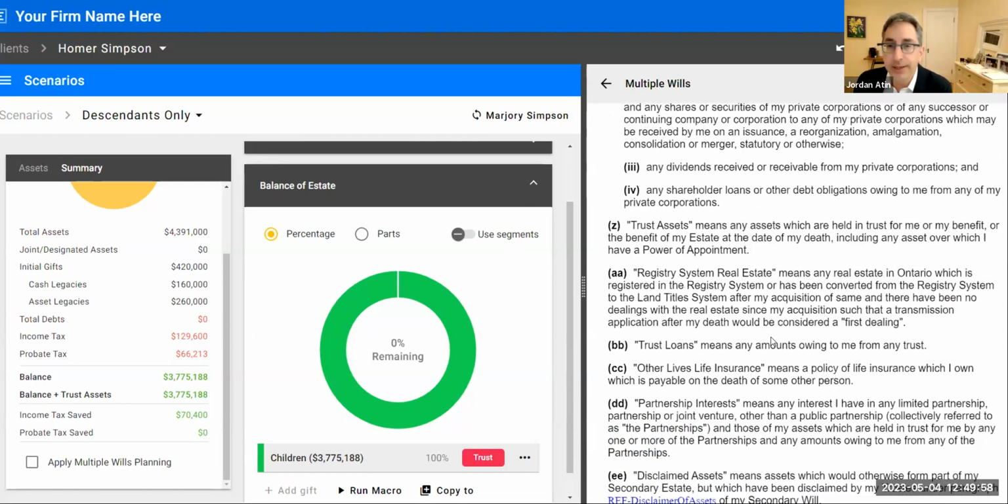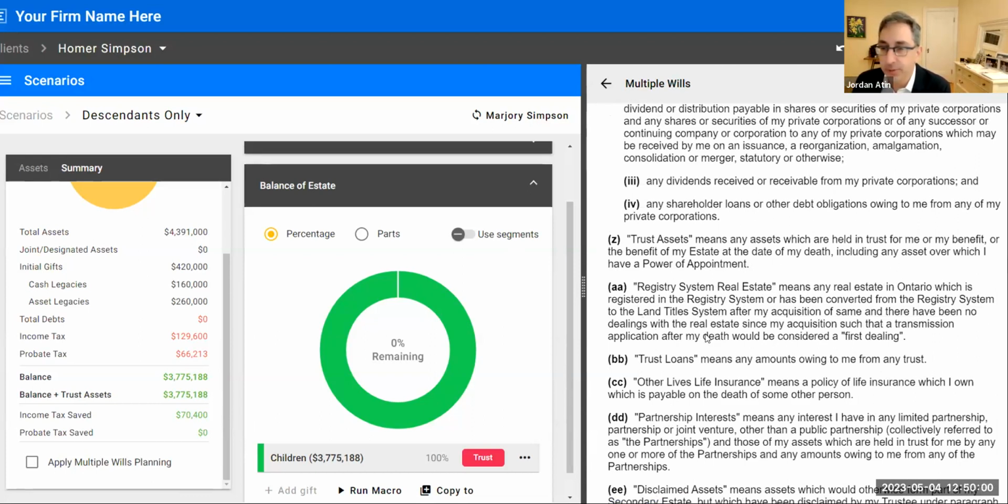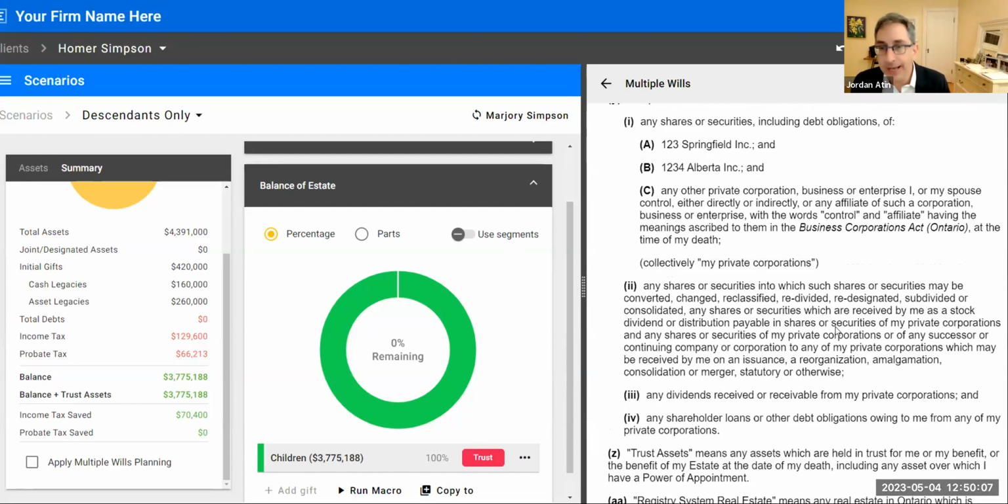So for example, registry system real estate, and there are different ways to draft it, means sort of that first dealing exemption property. Corporate assets means shares in these particular corporations, and often there's a sort of general basket clause of any other private corporation that I control, or you can choose to include my spouse controls it or my family controls it or whatever. So definitions of specific assets, and they have to match.